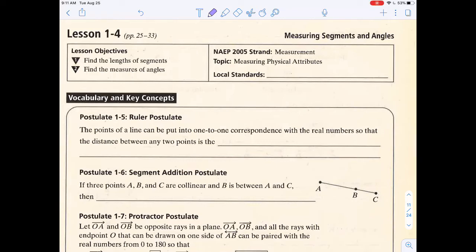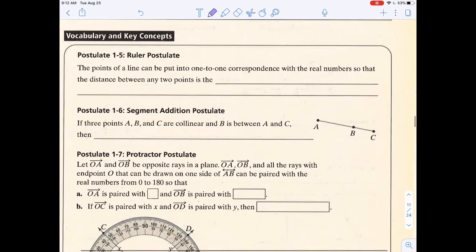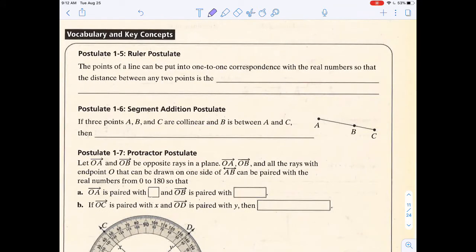Okay, 1.4. The objective is to find the length of segments and find the measures of angles. So let's jump in with our vocabulary and our key concepts. Looks like we've got a couple more postulates to learn today. The first one is the ruler postulate.